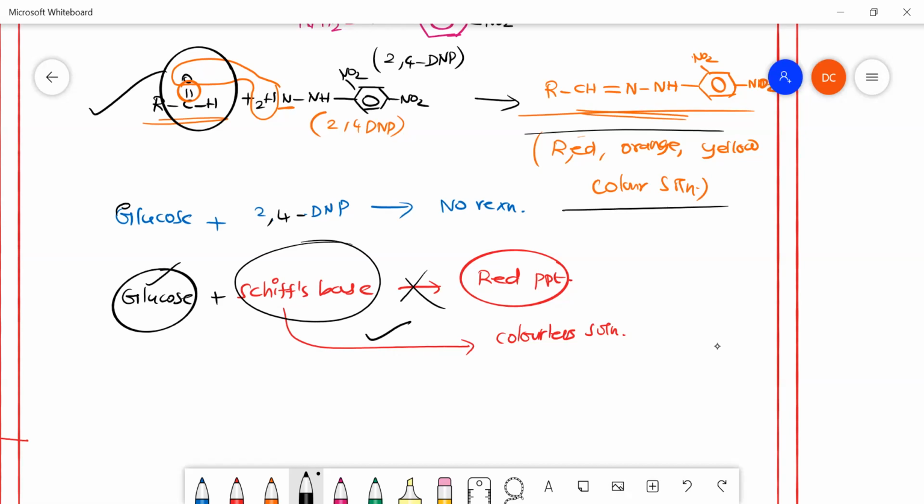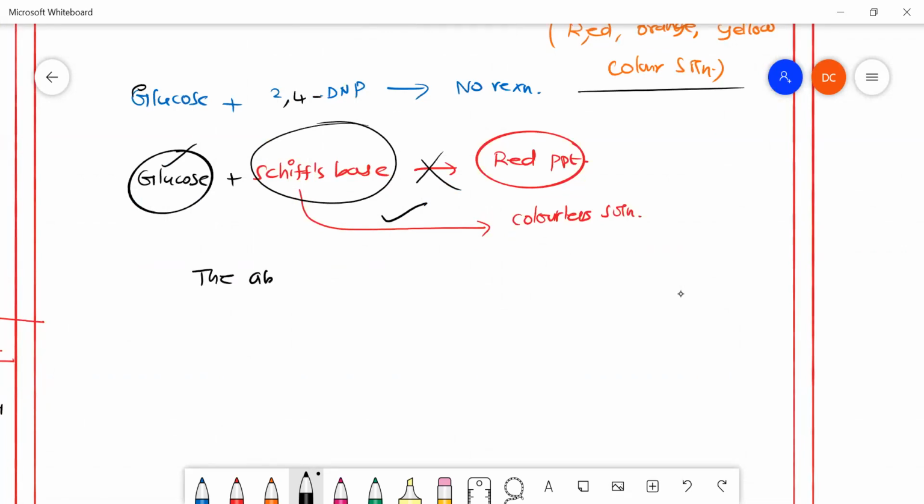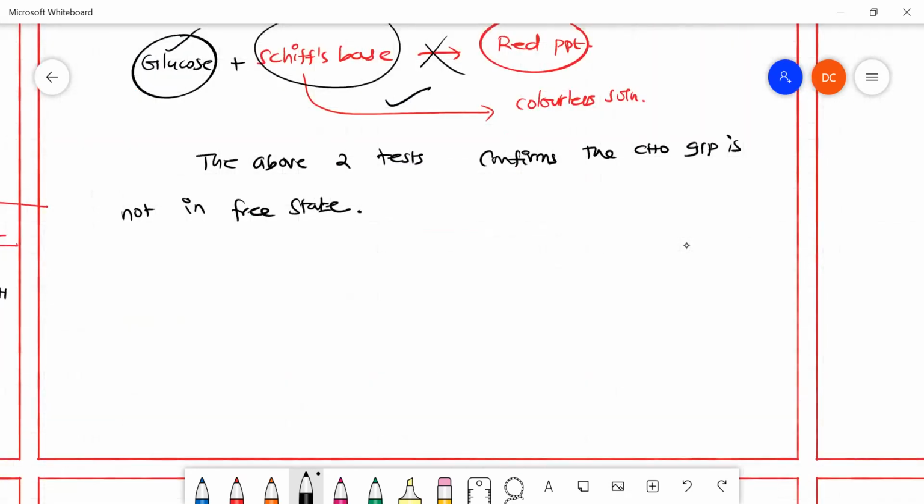So the above two tests confirm that the CHO group is not in the free state. It will be available in some other form. And one more thing, the NaHSO3 test, which confirms the presence of a carbonyl compound. The C double bond O group can be confirmed by the NaHSO3 test.